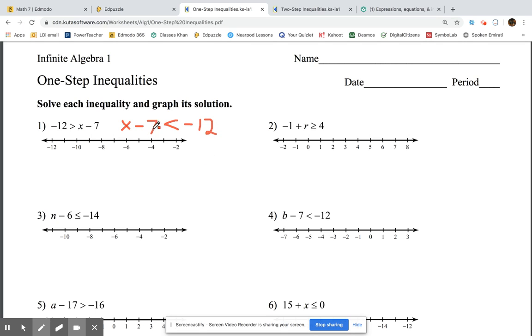Now, how do we get rid of that negative 7? This is a one-step equation. What's the opposite of negative 7? It's adding 7. So we're going to add 7 to both sides. And that cancels out here. And on the other side, negative 12 plus 7: with a negative and a positive, you subtract and keep the sign of the bigger number. Negative 12 plus 7 is negative 5.